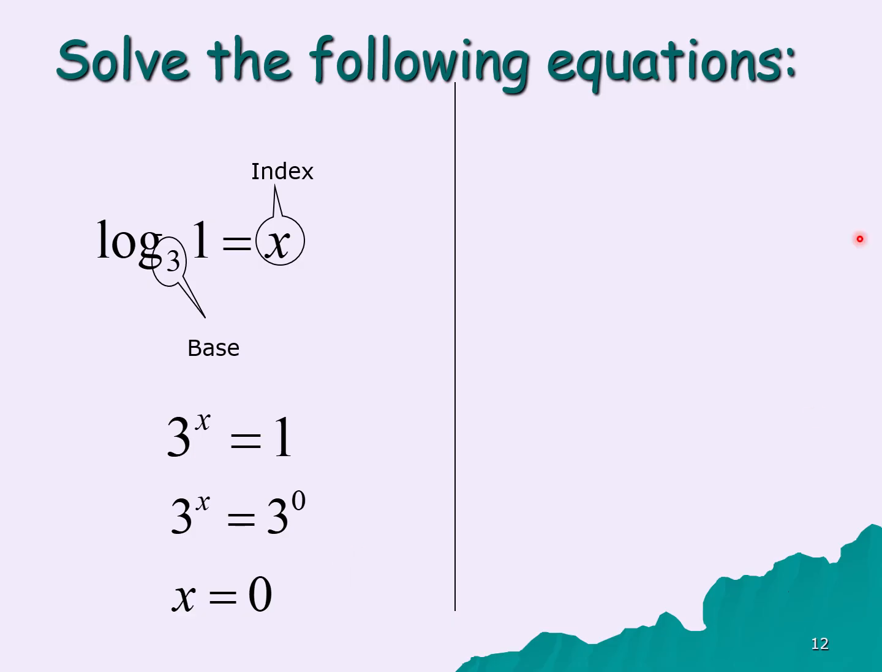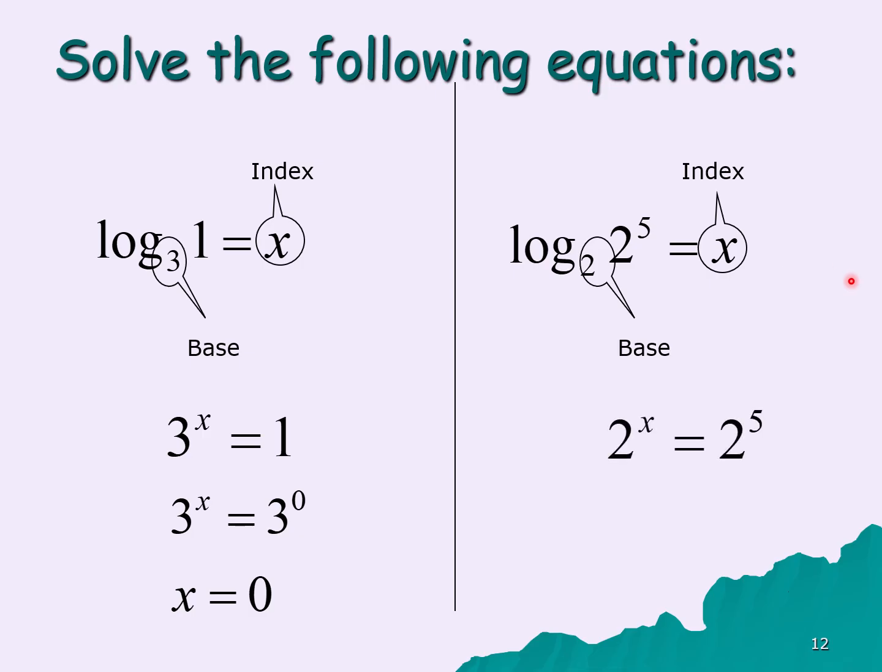Now let's take a look at the second example. I have log base 2 of 2 to the power of 5 is equal to x. Again, I am going to change this log form to index form. I have the base and I have the index. When I rewrite this into the index form, I will have 2 to the power of x equal to 2 to the power of 5.